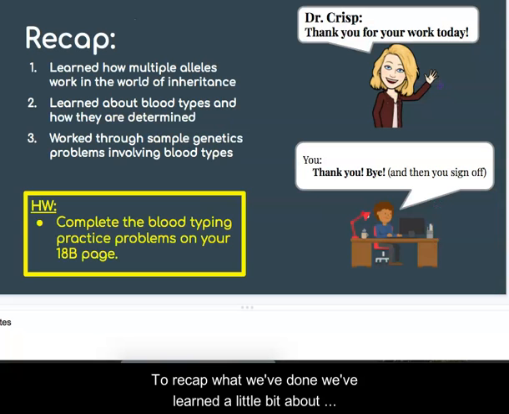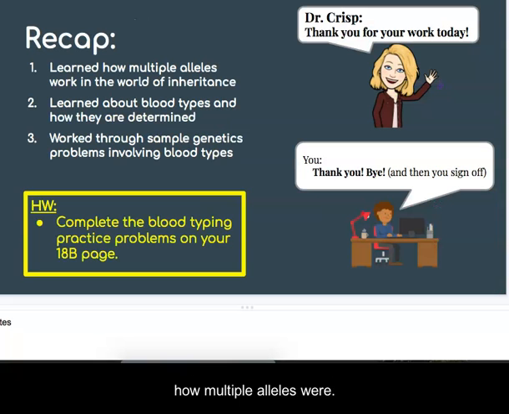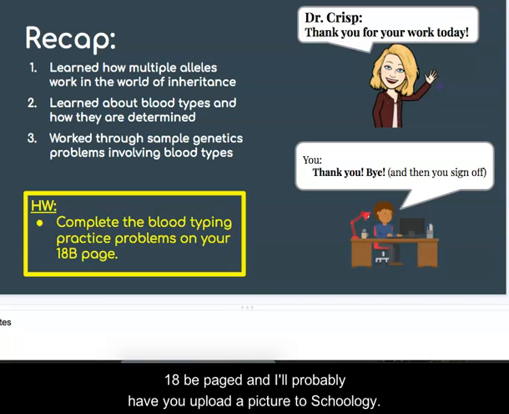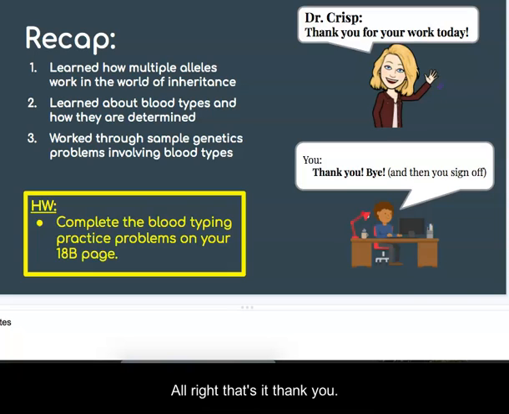And to recap what we've done, we've learned a little bit about how multiple alleles work. We learned specifically about blood typing and how blood works. And then we worked through a couple of sample problems. So your job is to just finish up the problems on your 18B page. And I will probably have you upload a picture to Schoology. All right, that's it. Thank you.